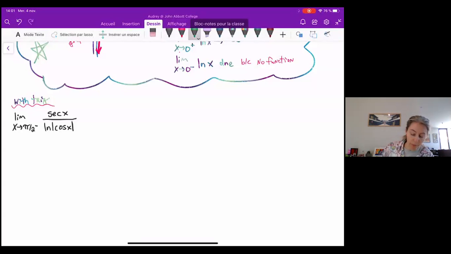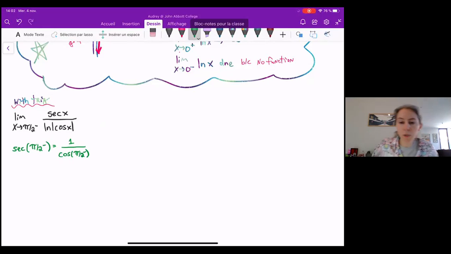And I want to plug in to see if I get 0 over 0 or infinity over infinity, that will allow me to use L'Hopital's rule. So what I'm looking at here is secant of pi over 2 from the left. Unfortunately, secant is not a button on my calculator. And also, if we think about the table of values that we had, secant is also not on there. So here we actually have to remember our trig identity just to be able to plug in. So here I'll have that this equals 1 over cosine of pi over 2 from the left.